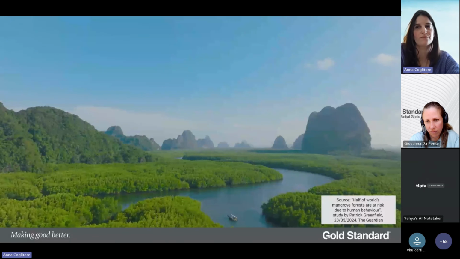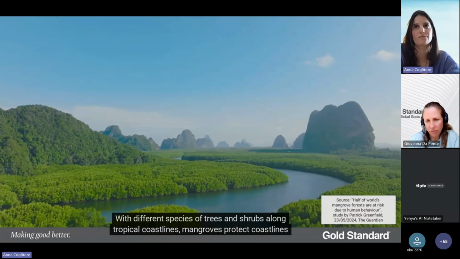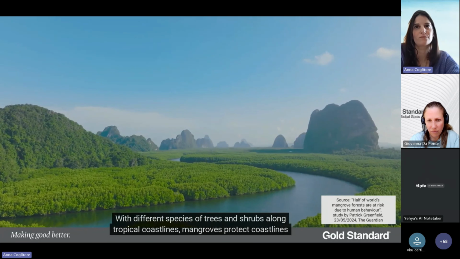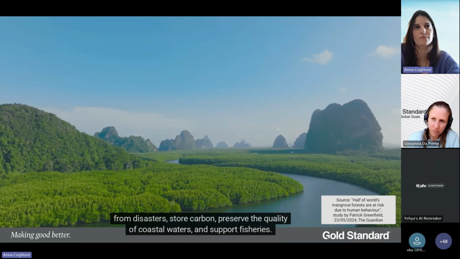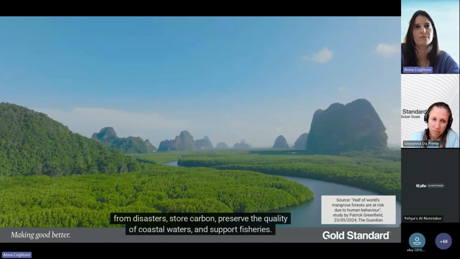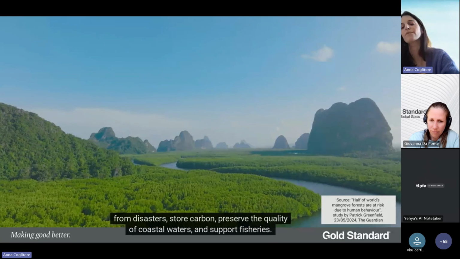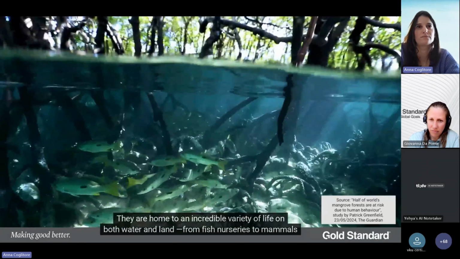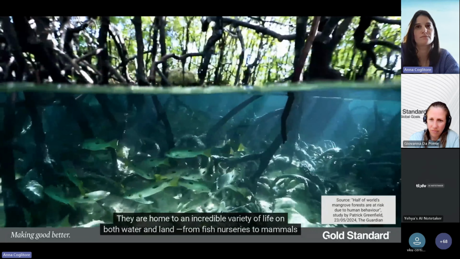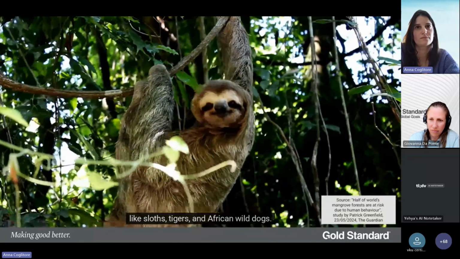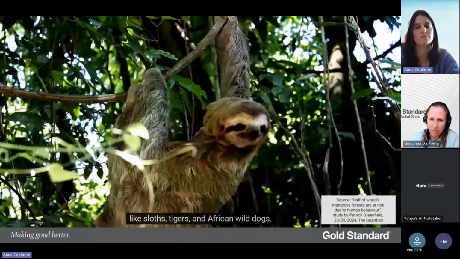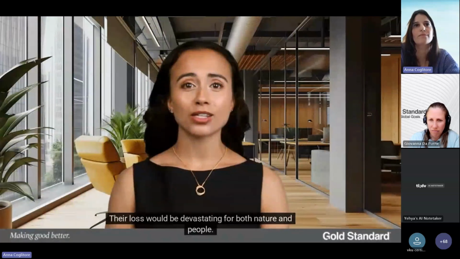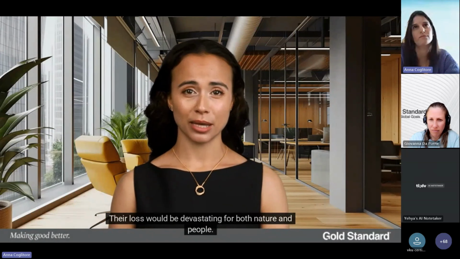Why does this matter? With different species of trees and shrubs along tropical coastlines, mangroves protect coastlines from disasters, store carbon, preserve the quality of coastal waters, and support fisheries. They are home to an incredible variety of life on both water and land, from fish nurseries to mammals like sloths, tigers, and African wild dogs. Their loss would be devastating for both nature and people.